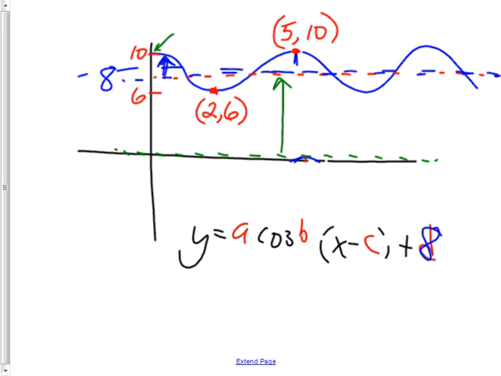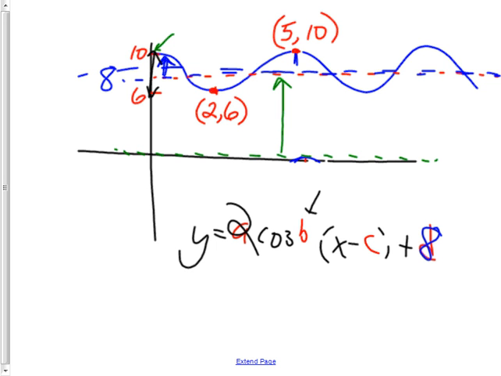Okay, next part is the A. How much is the amplitude? Don't get trapped into thinking the difference between 6 and 10 is 4, so the amplitude's 4. It's half of that. And therefore 2. How many would have known to put a 2 there? Okay, good. The next part is the B.